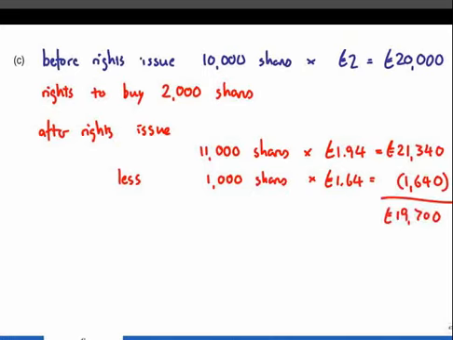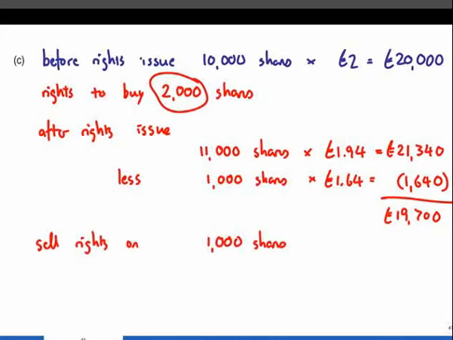However, we now need to consider the other 1,000 shares that we had the right to buy but couldn't afford to buy. We can sell the rights to buy these shares for £1.64, and the right to buy the shares for £1.64 will be of some value because the share price after the rights issue is expected to be £1.94. The difference between those two figures is 30p.